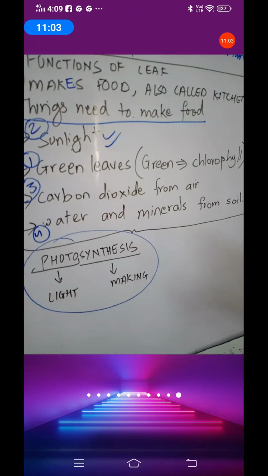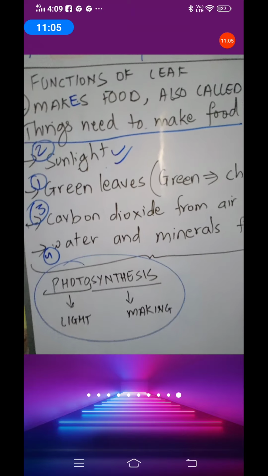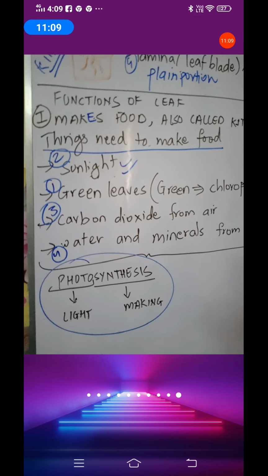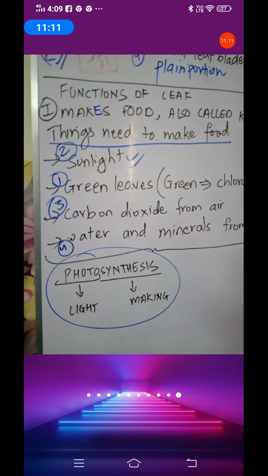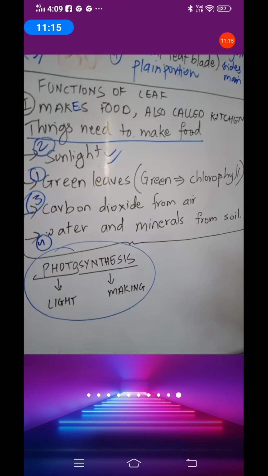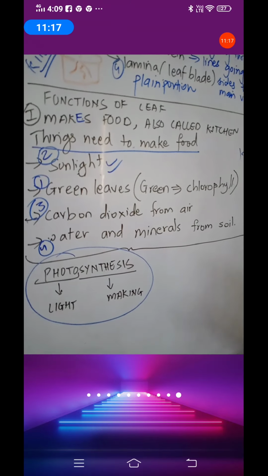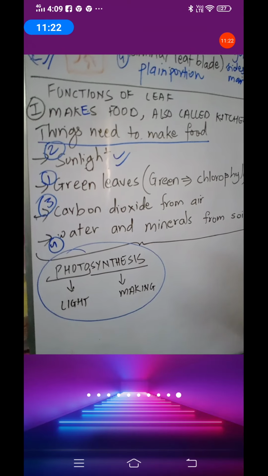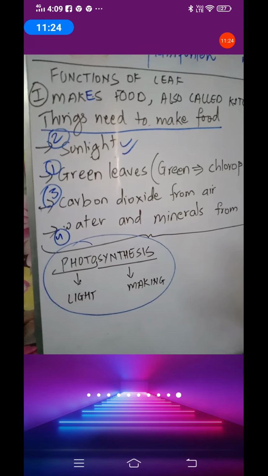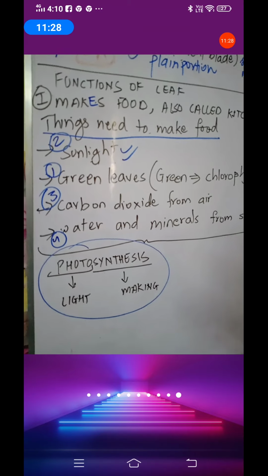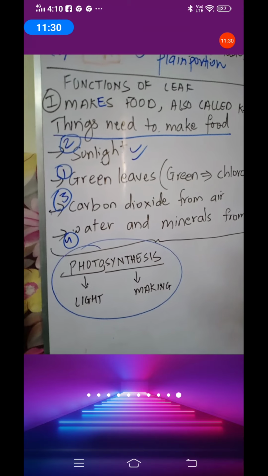Understand? What are the 4 things that you require to make the food? Obviously, you require green leaf. Then you require sunlight. You require carbon dioxide from the air, and finally you require water and minerals from the soil. This process of making the food is called photosynthesis. Photo means light, synthesis means making.